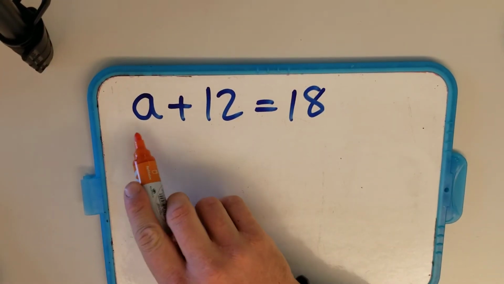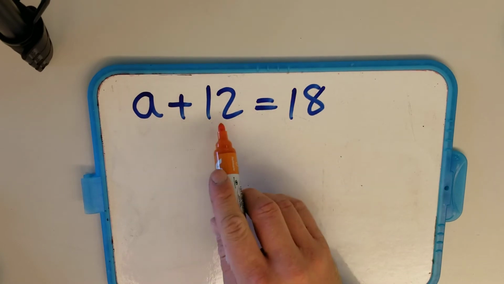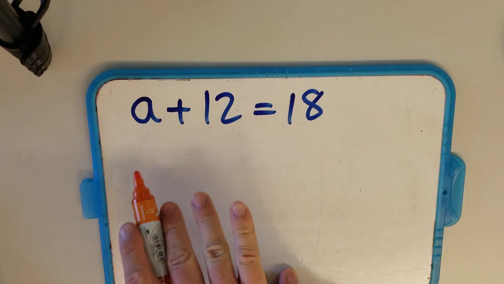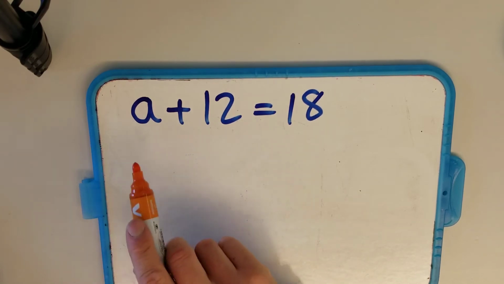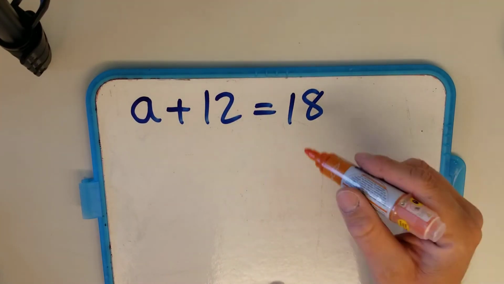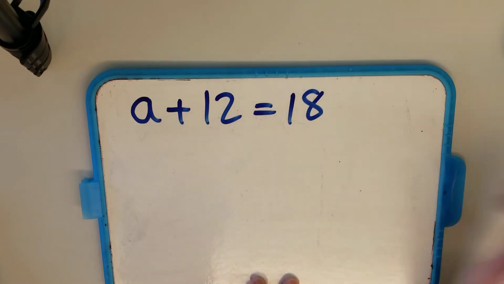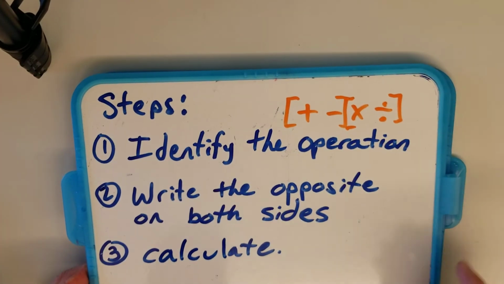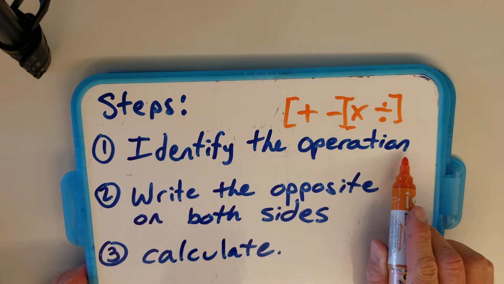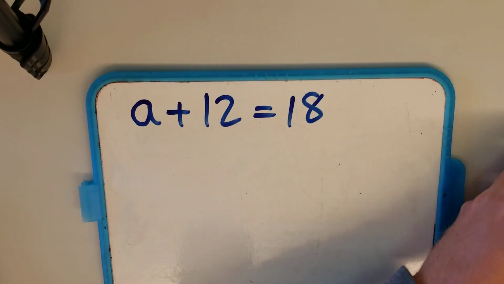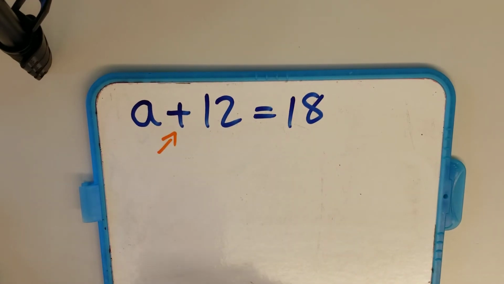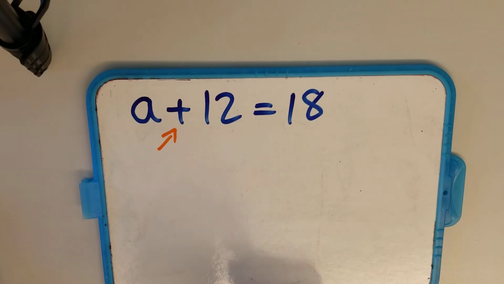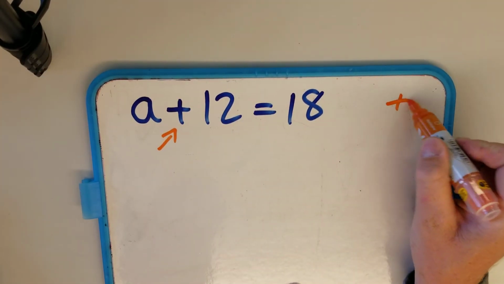So in this first one, we have a, some number, plus 12 gives me 18. Maybe it's easy for you to see right away what this letter needs to be, what number needs to go here. But as we get bigger and harder numbers, it's going to be more difficult. So let's follow the steps. First, we have to identify the operation. What's the operation that we're using in this example? Well, it's addition. The operation is here, showing us that we're adding 12 to this number. All right, so we're using addition.